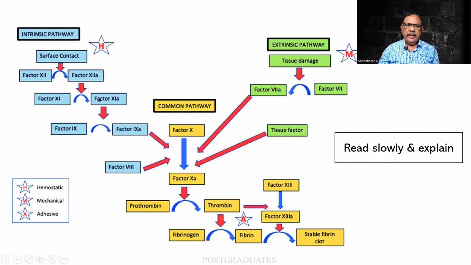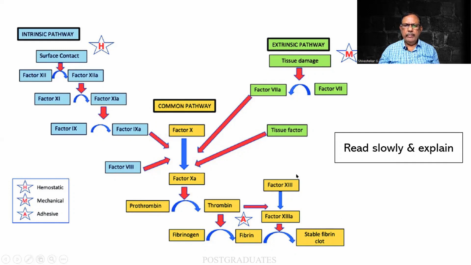12, 12A, 11, 11A, 9, 9A, etc., along with factor 8A. And these help in the promotion of the common pathway: 10 to 10A, prothrombin to thrombin, and fibrinogen to fibrin. This also gets stabilized to form a fibrin clot.